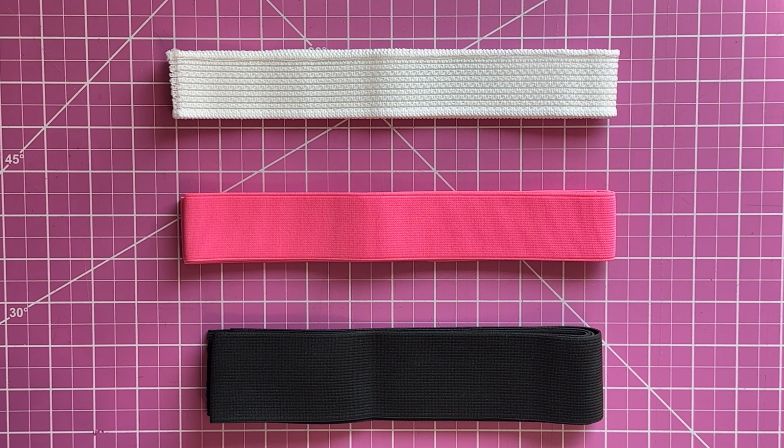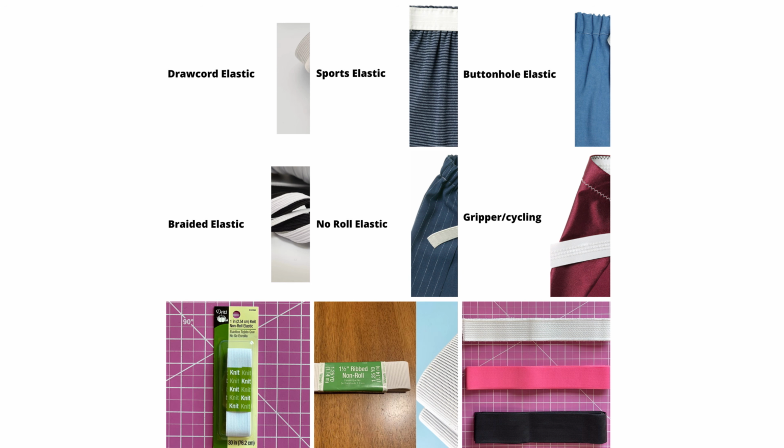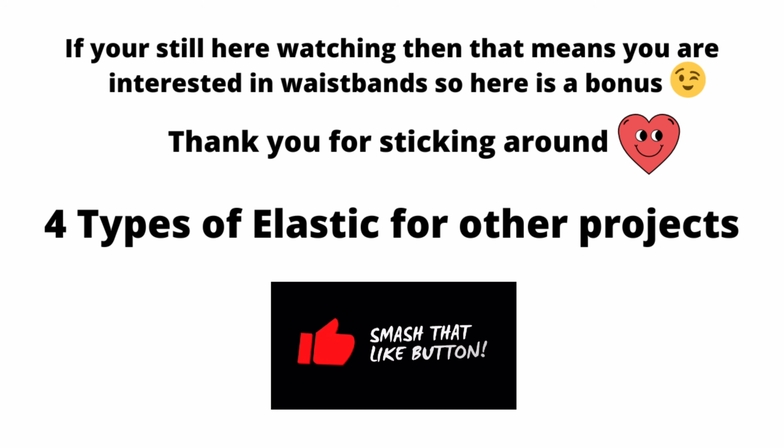There are also waistbands that come in different styles and different colors. These waistbands are meant to be seen. I like to use bright colors on skirts. So these are the 9 types of elastic for waistbands. Now I'm going to show you 4 types of elastic that you can use for other projects.